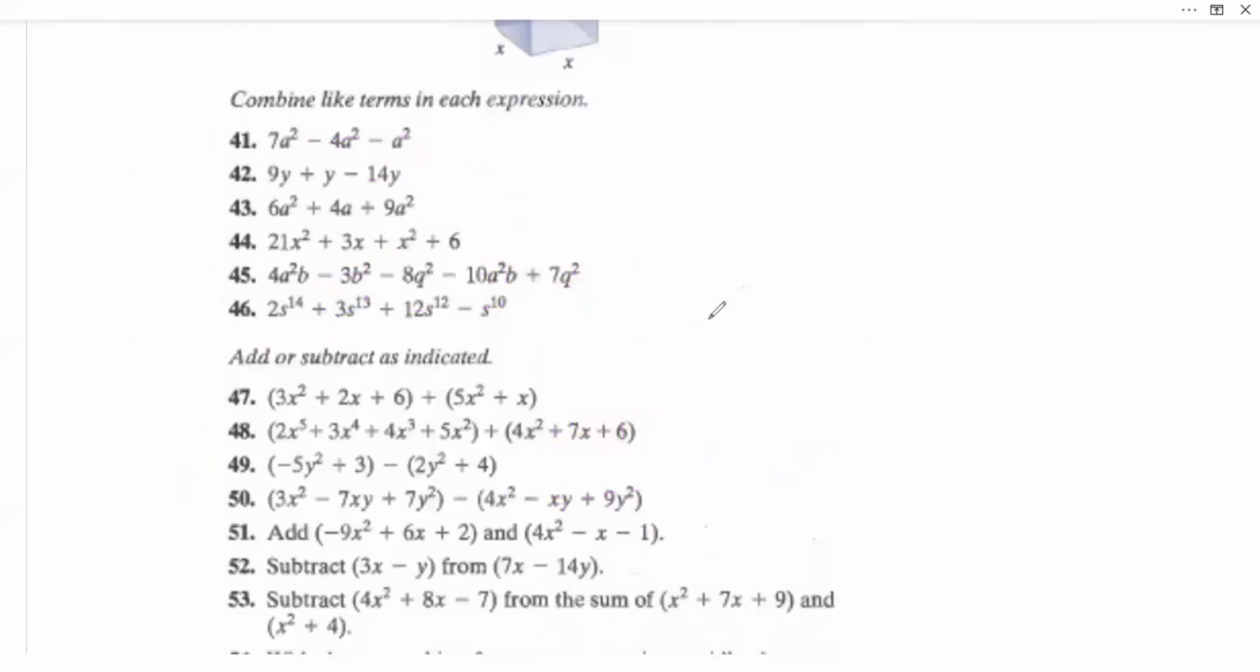Combine like terms. We talked about like terms, right? Like terms means the variable part should be exactly the same.